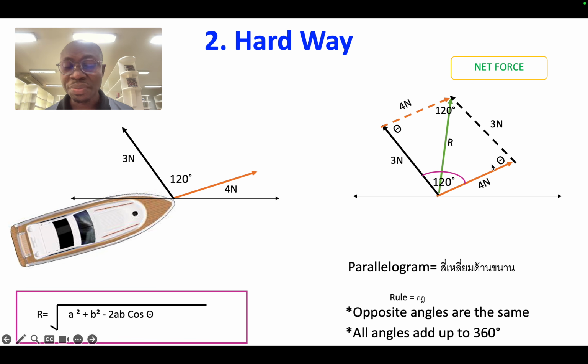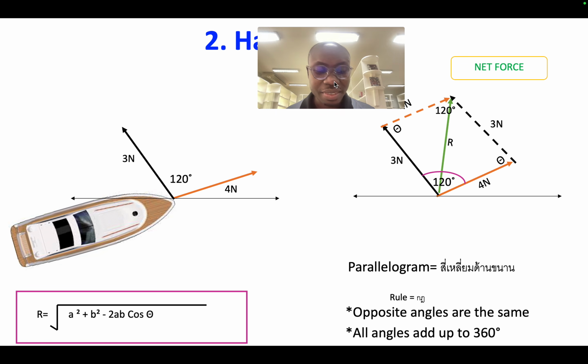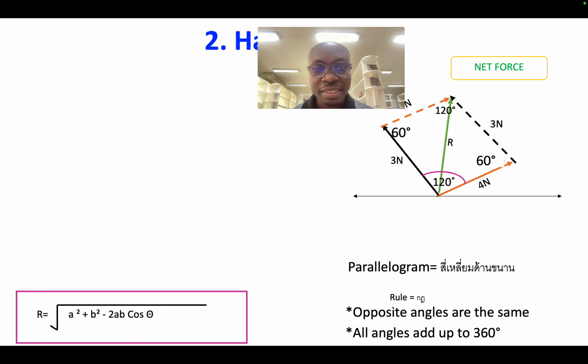This is the rule. Rule number 2 is all the angles will add up to 360 degrees. So if you add 120 plus theta plus 120 plus theta, you will get 360 degrees. So what do you think is theta? How much is theta? Let's look at that here. Theta is going to be 60 degrees. Why? Let me show you why it is 60.